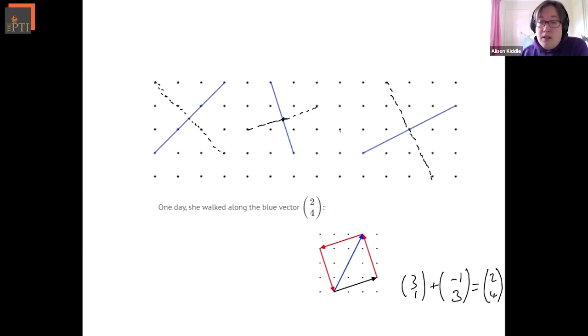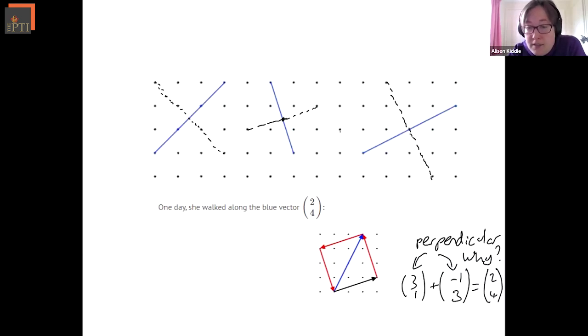But then we can start to do some noticing and wondering, because I've got the vector 3, 1 and the vector -1, 3, and these are perpendicular. And the question that I want to shout out is, why does 3, 1 and -1, 3 give me perpendicular vectors? This is starting to get us into some of the questions about lines on coordinate grids, because we're implicitly thinking about gradient at this point.